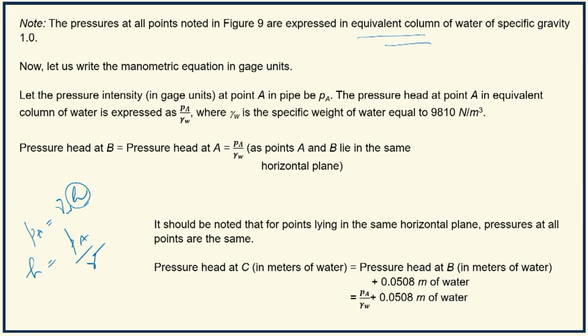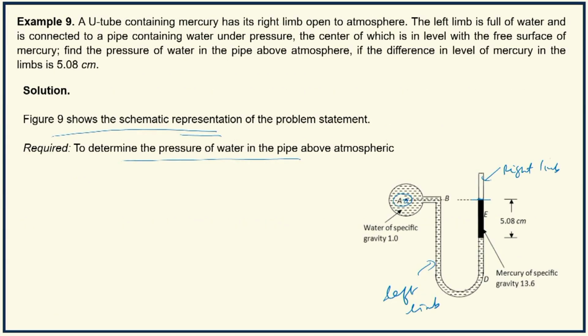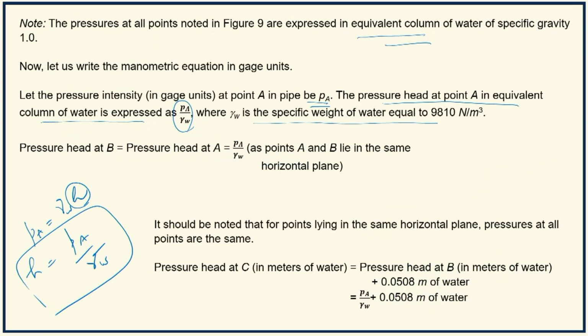Let the pressure intensity in gauge units at point A be PA. The pressure head at point A in equivalent column of water is PA by gamma W, where gamma W is the specific weight of water equal to 9810 Newton per meter cube. So pressure head at B will be the pressure head at A. A and B are in the same plane, so the pressure will be the same, the pressure head is the same.